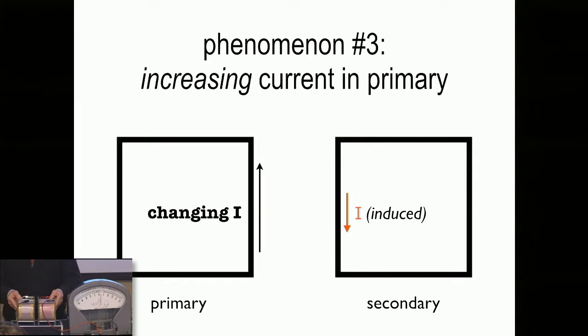And the other thing I can do here is to change the current in the primary. I'm going to turn it off. You see the current flow? Turn it back on. Turn it off.